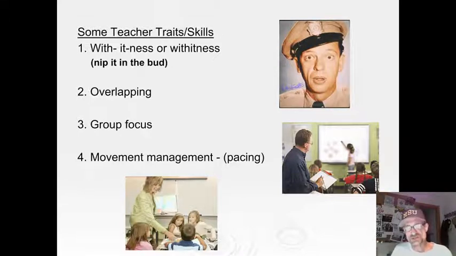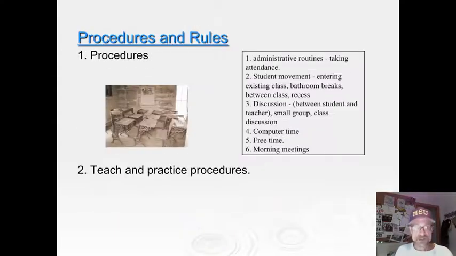Abrupt transitions is where you're teaching and all of a sudden you stop and say, okay, time for gym. You give out verbal mile markers. All right, in about 10 minutes we have gym class, so you need to start. All right, those are verbal mile markers.